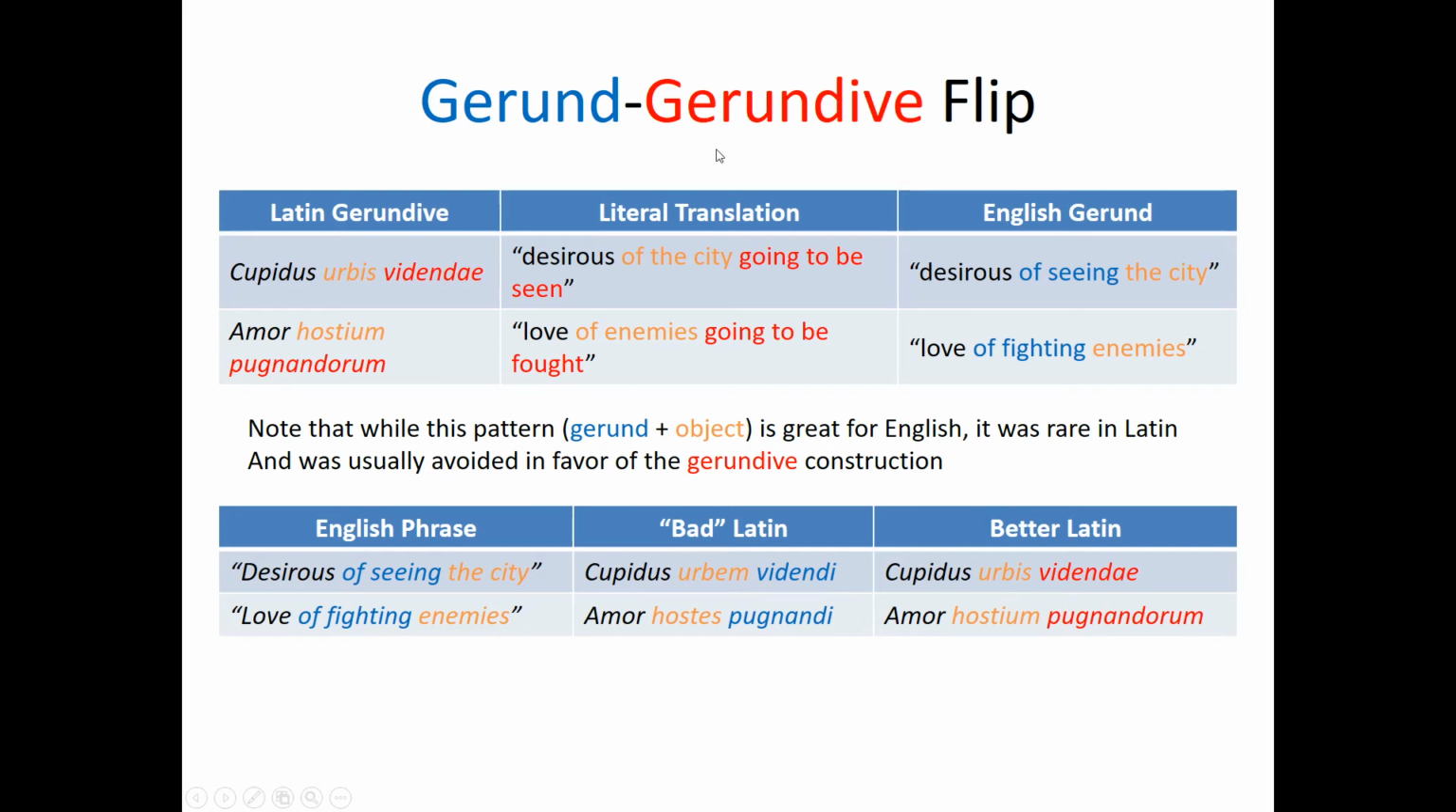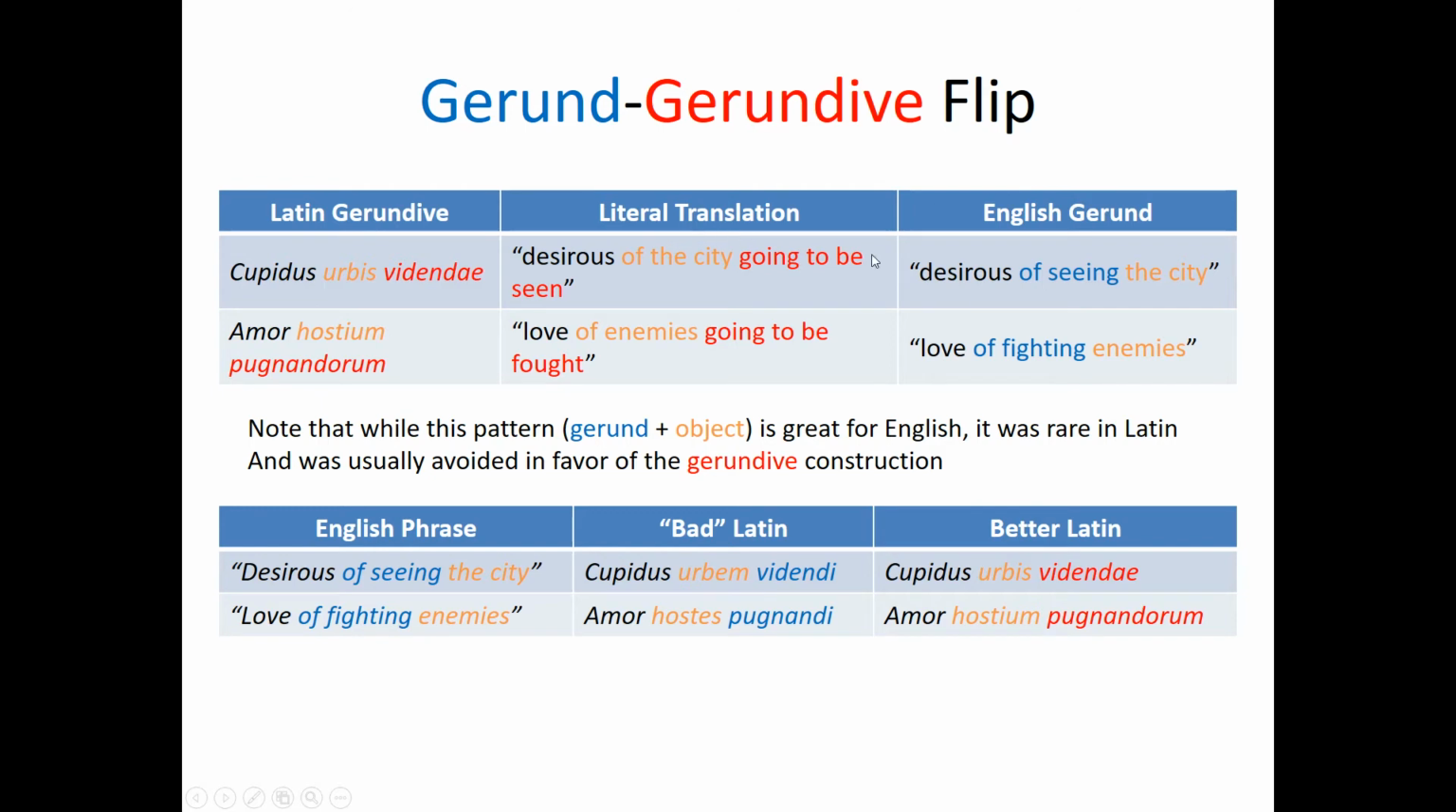So here's some other examples of this. Desirous of the city going to be seen. Well, what this is really trying to say is that whoever this adjective desirous is modifying, that adjective is saying that they want to do this. They want to see the city.